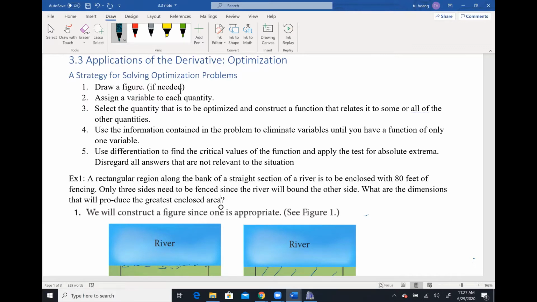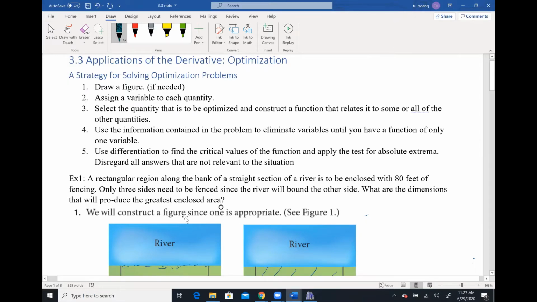A rectangular region along the bank of a straight section of a river is to be enclosed with 80 feet of fencing. Only 3 sides need to be fenced, since the river will bound the other side. What are the dimensions that will produce the greatest enclosed area? So this problem clearly is going to be related to geometry. So for the first step, draw a figure. You will have to do it.